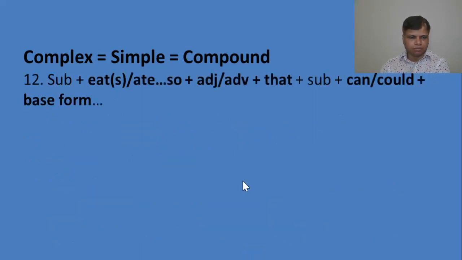Now look at the 12th rule. Subject, it, its, base form or S form or past form, rest of the sentence. So adjective, adverb, that subject can base form or could base form. If the tense is present tense, we have to use can base form. If the tense is past form, we have to use could base form.